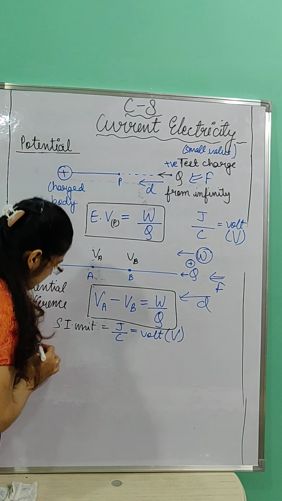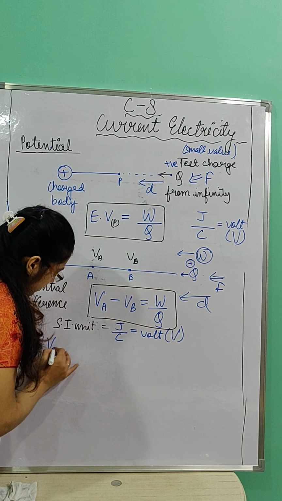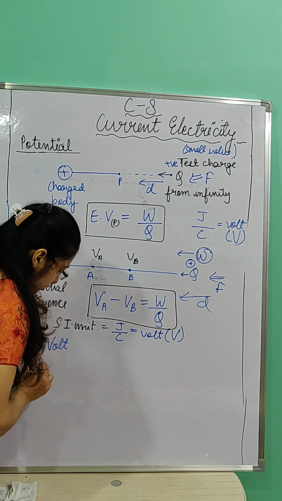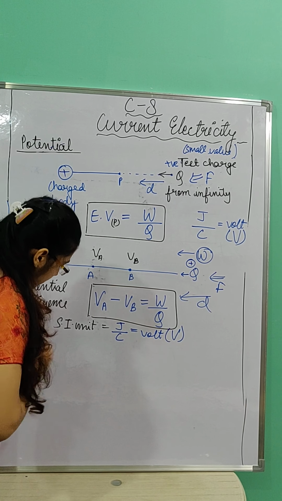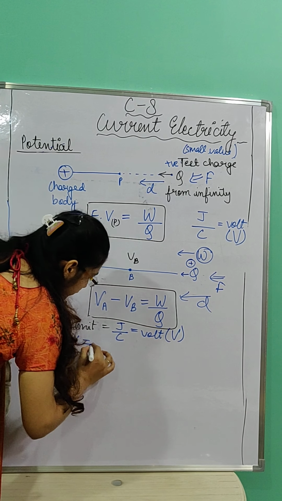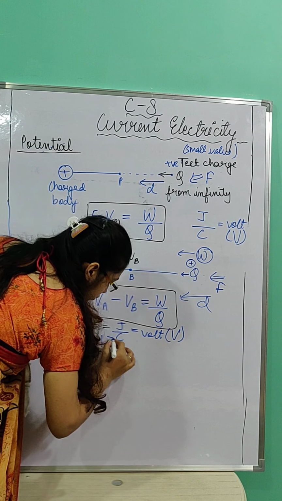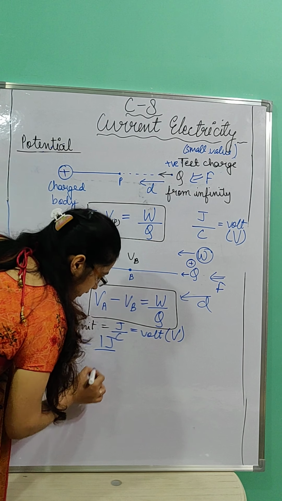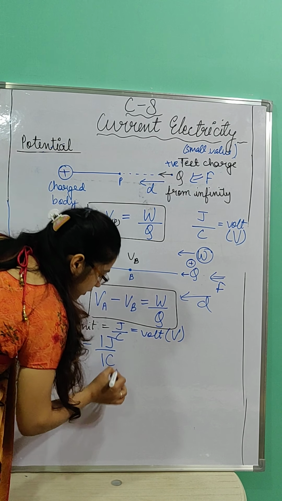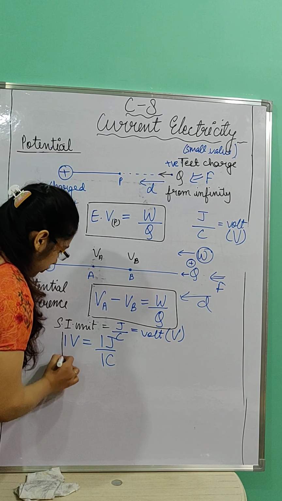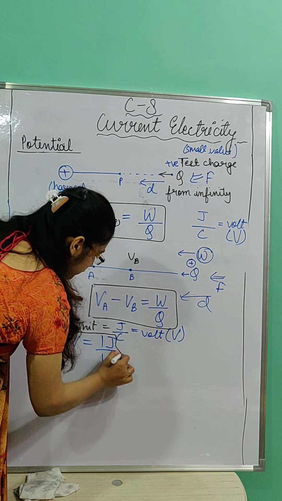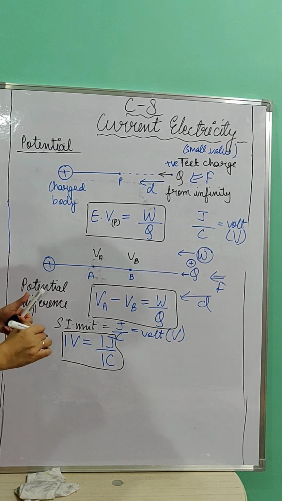Okay. Sometimes in the question paper it is asked to define 1 volt. Okay. Then in that case, 1 volt will be what? When 1 joule of work is done to move 1 coulomb of charge, that will give you the potential difference of 1 volt.